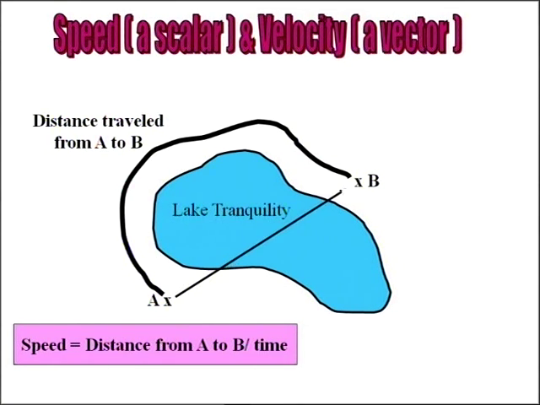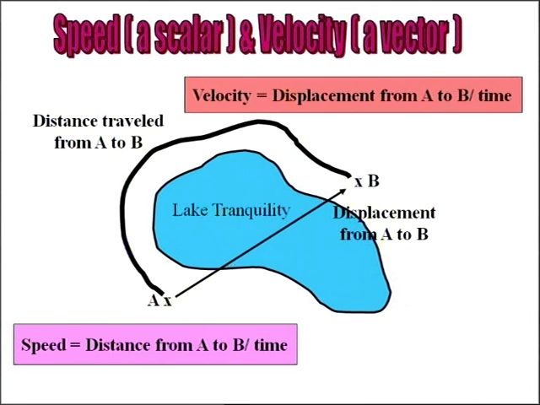Clear? When you join A and B with a line segment, just like I showed on the board, that is called the displacement from A to B. So, velocity is displacement from A to B divided by time. That is the difference between speed and velocity. Both represent the same phenomenon, the same concept, but with a slight difference. Speed is a scalar and velocity is a vector. Why did I say speed is a scalar and velocity is a vector?